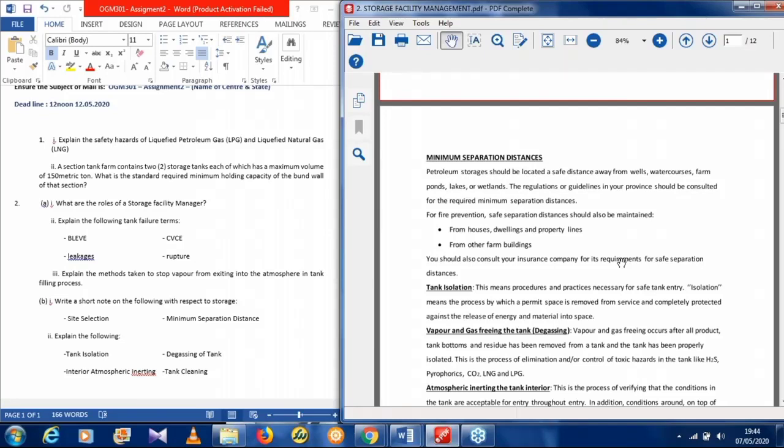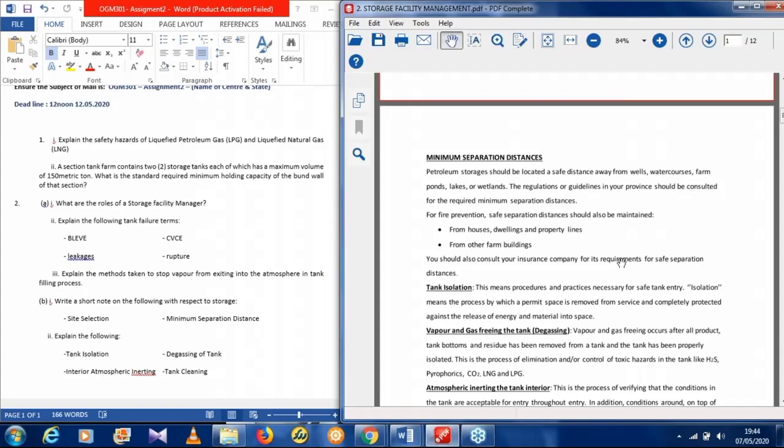But the moment you start having it above that, up to like 50 millimeters diameter and above, that is considered a rupture. All right? Now, we don't want to experience such in the industry. Nobody wants to experience a leakage or rupture because it is complex to handle when such things occur. It is very, very hazardous.